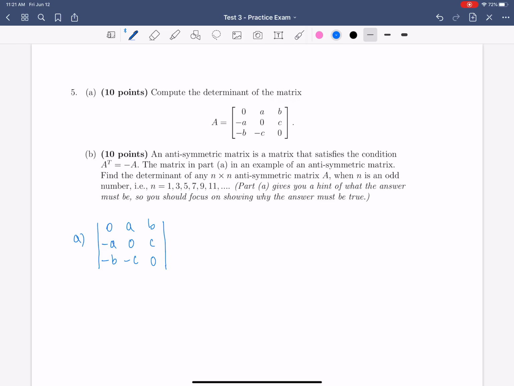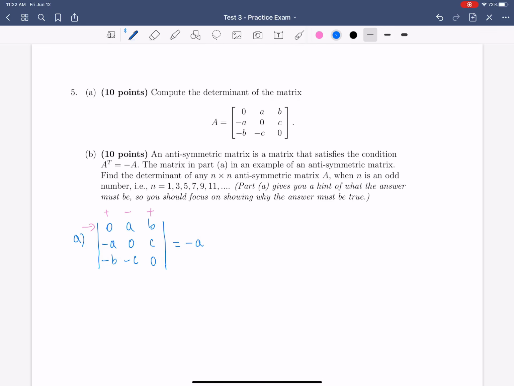It really doesn't matter which row or column you pick here because they each have 2 non-zero terms and 1 zero term. So I'm just going to stick with the first row. The signs: I start with a plus, the next one is minus, the next one is plus. So I know how to expand along those first 3 components. What I get is 0 times something, so I'm not going to worry about it.